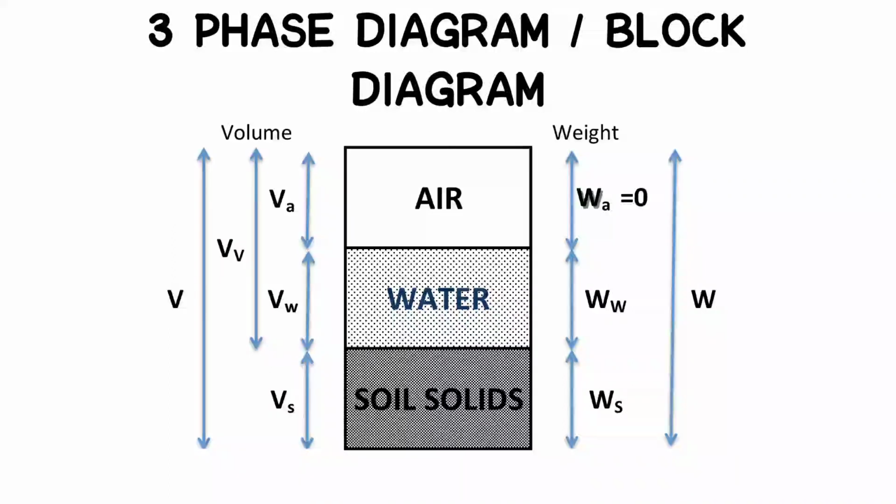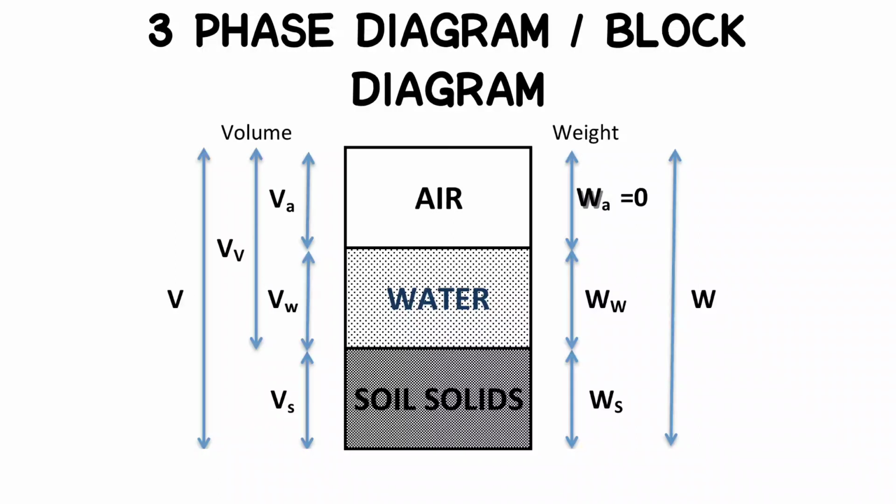The diagrammatic representation of the soil as solid particles, water, and air is called the three-phase diagram or the block diagram. So here you have the three-phase diagram. At the top you have air, the second layer is water, and the last layer is soil solid particles. Typically the volume is written on the left side and weight is written on the right side.